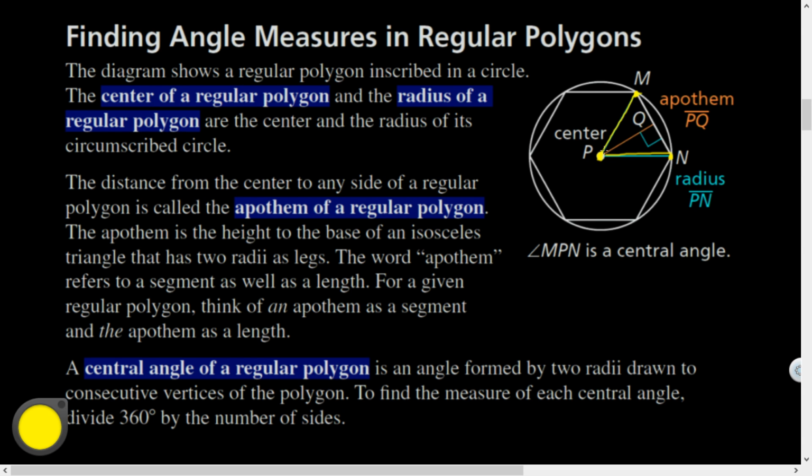Question, is the radius longer or shorter than this orange segment? Longer, right? Because it's the hypotenuse of this little right triangle, it's going to be longer. So the radius of a regular polygon is the segment that goes from the center to the vertex, because that's the furthest point out. The apothem, however, will be the shortest distance from the center to a point on the regular polygon.